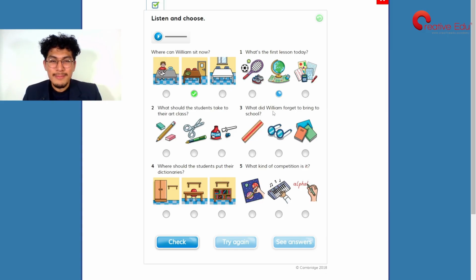2. What should the students take to their art class? What must we bring for our art class tomorrow? You'll need to bring some glue. That's all. But what about scissors? We're going to cut out some pictures from magazines again, aren't we? Yes, but I'll give you those. I'll give you pencils and rubbers too.